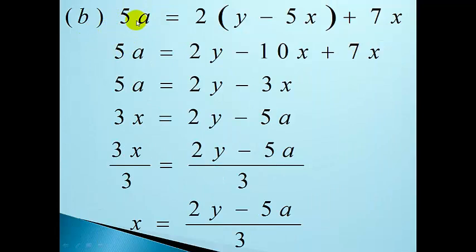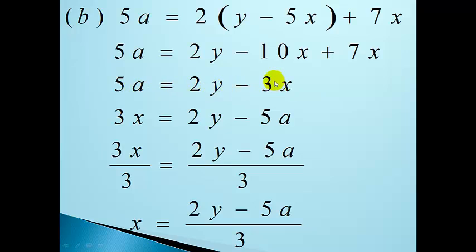Now, considering the example in B, given 5a equals 2 into bracket y minus 5x, plus 7x, we are also making x the subject. We can see that we have the x in the bracket and we also have x here. To group all the x on one side, we have to expand the bracket first. Now 5a on the left is equal to 2 times y, which is 2y, and 2 times minus 5x equals minus 10x, plus 7x. Now 5a equals 2y minus 10x plus 7x, which gives us minus 3x. So 5a is equal to 2y minus 3x.